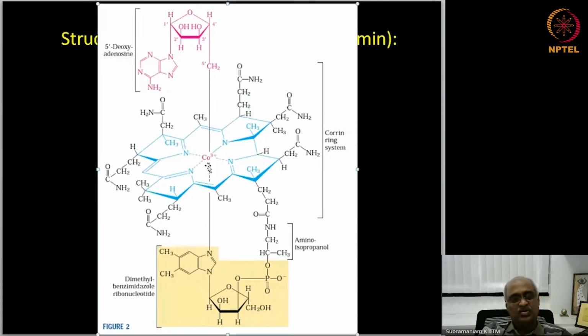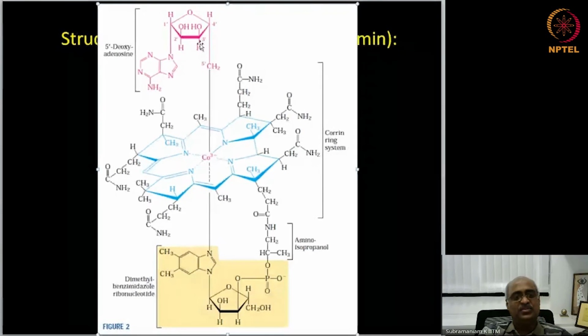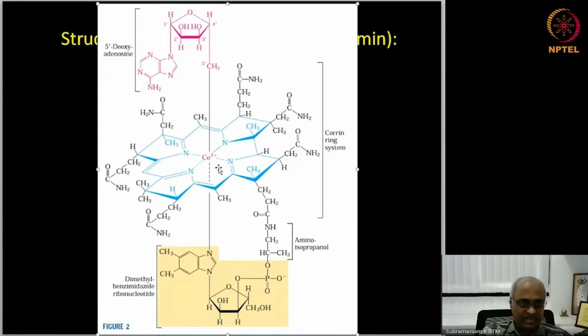Okay, and the cobalt is coordinated with these 4 nitrogens as well as with these 2 moieties, which are familiar to us. This is an adenosine, ribose. So deoxyadenosine you have. And on the other side, a similar looking molecule, dimethylbenzimidazole ribonucleotide. Okay, and then you have these side chains. So this ring system is called the corrin ring system. And this ring system is what that enzyme mutase uses for swapping a hydrogen with an alkyl group. And how that swapping happens and how cobalt plays a role in it, I am not going to get into the details of it because this is not a full biochemistry course. So we will leave that out.